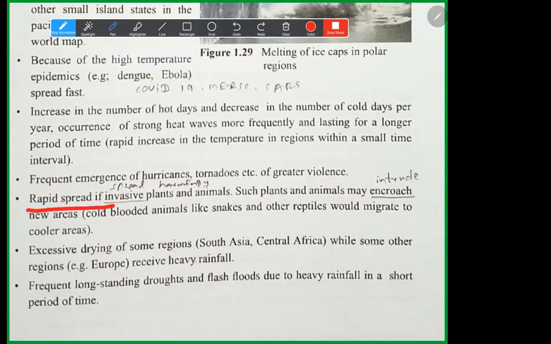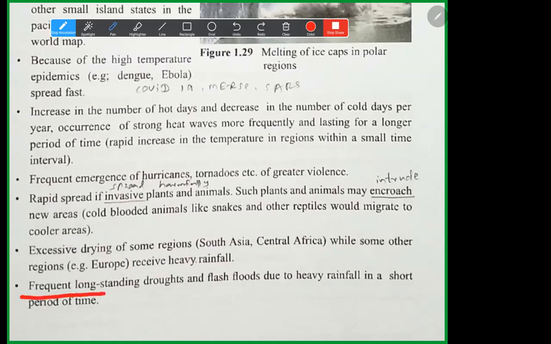Rapid spread of invasive plants and animals. Such plants and animals may encroach new areas. Cold-blooded animals like snakes and other reptiles would migrate to cooler areas, because cooler areas are now getting warmer. Excessive drying of some regions, South Asia, Central Africa, while some other regions, Europe, receive heavy rainfalls.